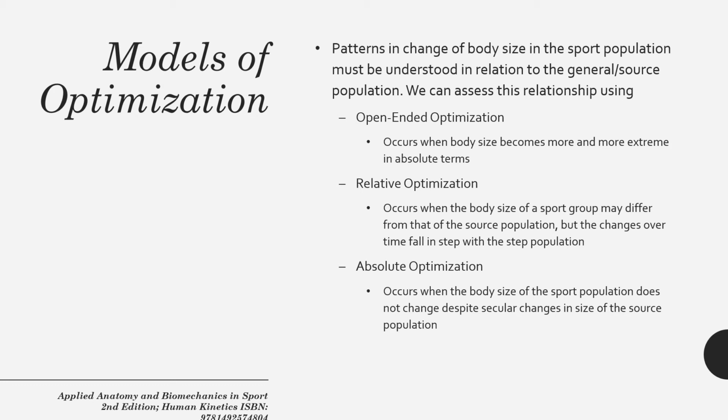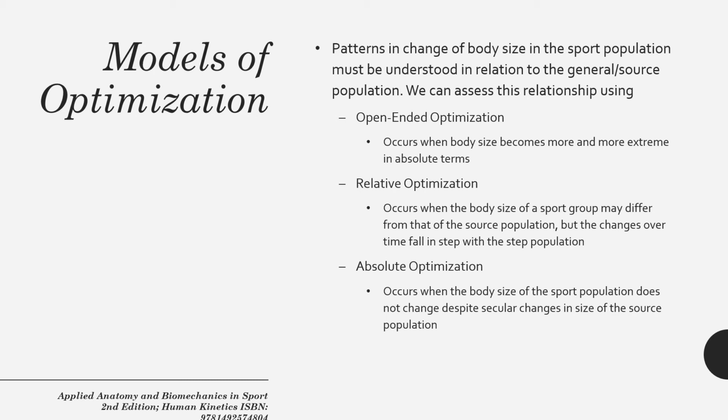We also have relative optimization. This occurs when the body size of a sport group may differ from that of the source population, but the changes fall in step over time. So, for example, your average person and a rugby player look a little bit different, and these populations evolve over time, but they're tracking in step.